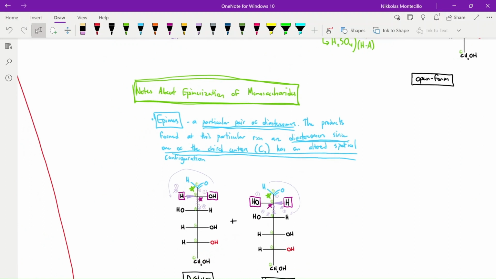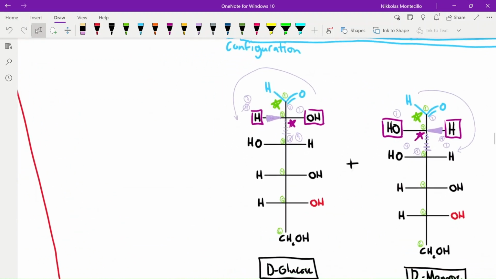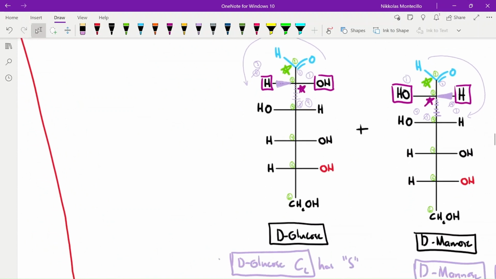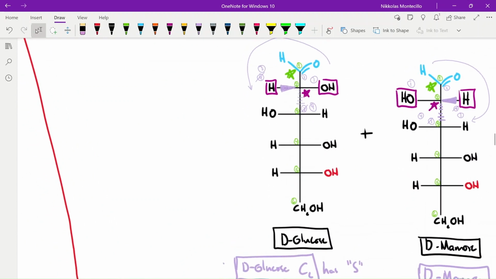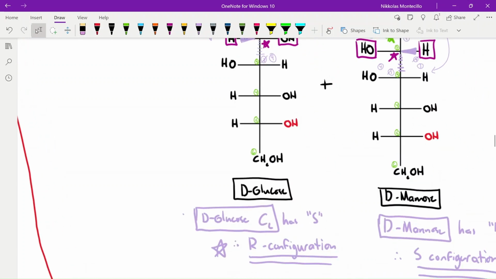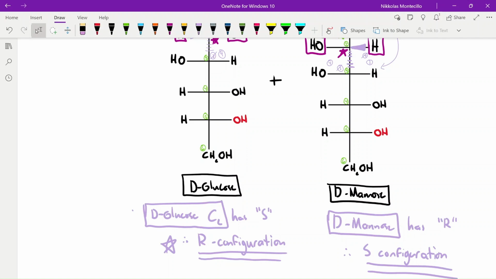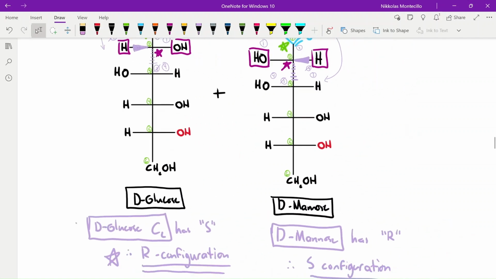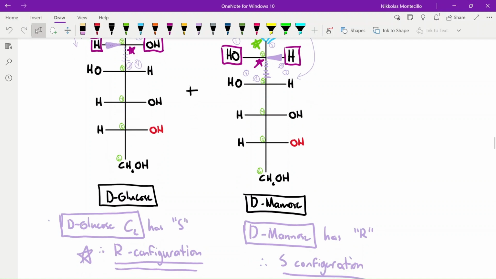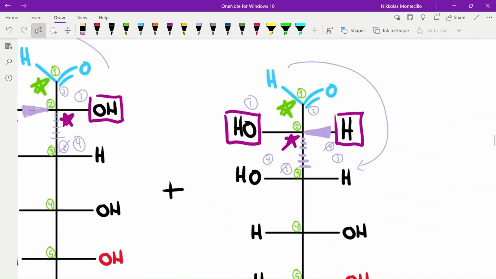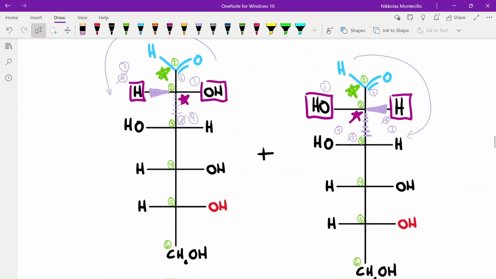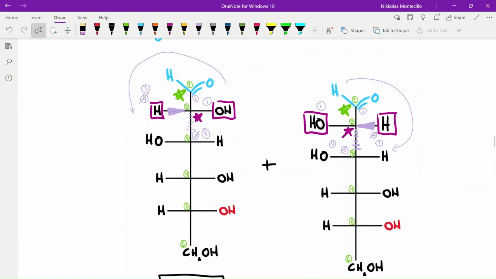Now, when these two products form, we call them epimers, which are a particular pair of diastereomers. The products formed at this particular reaction are diastereomers, since one of the chiral centers, C2, has an altered spatial configuration. So if we do a bit of an analysis here, we can see that D-glucose, at carbon 2, has a supposedly S configuration and D-mannose has a supposedly R configuration. This was all determined based on the CIP rules. Okay.